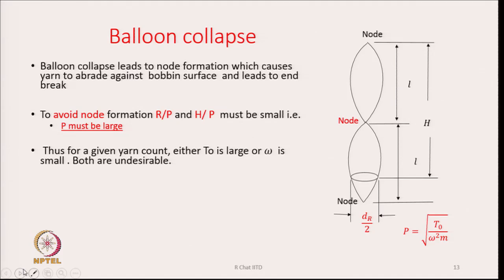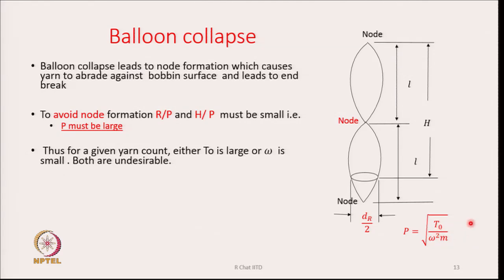So, balloon collapse basically means, as I said, formation of a node like this. Balloon collapse leads to node formation, which causes the yarn to abrade against the bobbin surface and leads to end break. To avoid node formation, R by P and H by P must be small. That means P value should be high, for a given value of R and H. Thus, for a given yarn count, if I want to keep P high, the options are to play with T and omega. Now, m is fixed for a given yarn count, so m cannot be changed. So, the only options are T and omega.